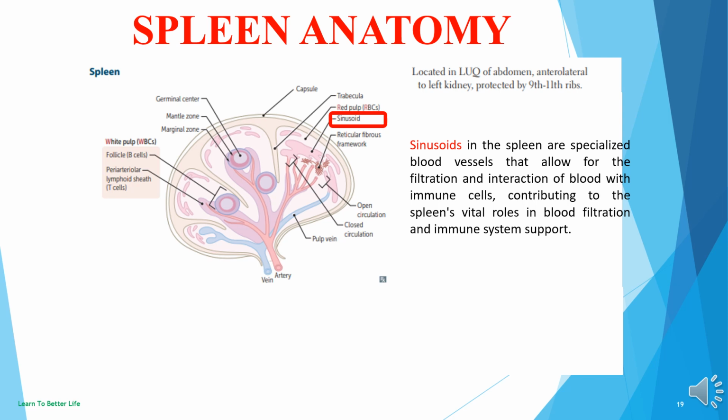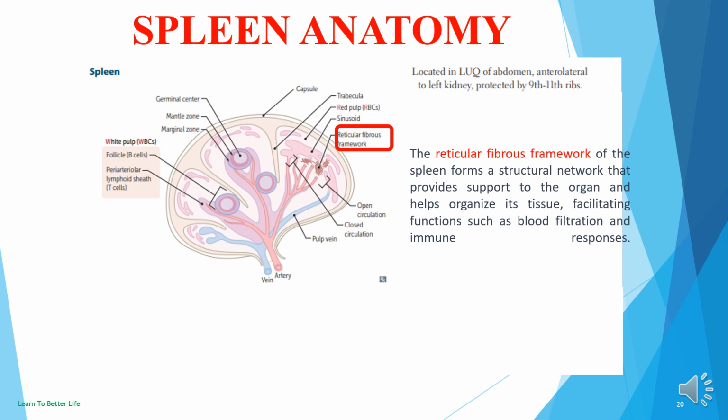Sinusoids in the spleen are specialized blood vessels that allow for the filtration and interaction of blood with immune cells, contributing to the spleen's vital roles in blood filtration and immune system support. The reticular fibrous framework of the spleen forms a structural network that provides support to the organ and helps organize its tissue, facilitating functions such as blood filtration and immune responses.